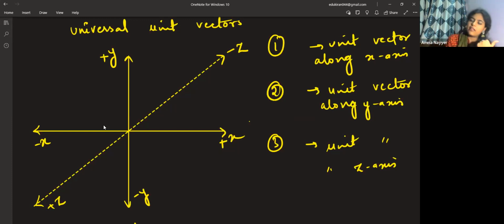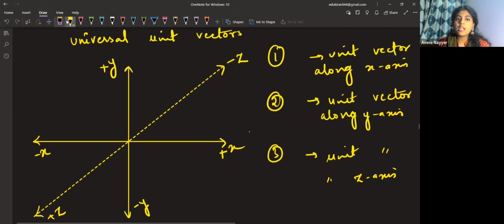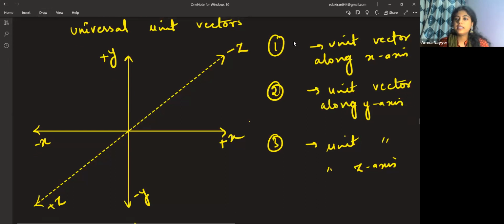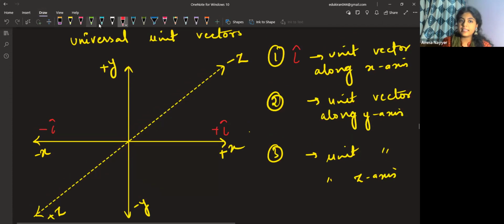X-axis, one will be negative x-axis. Y-axis, then you have negative y-axis. Z-axis, negative z-axis. All these are axes present. Majorly, you have x, y, z-axis, and they have positive and negative parts. Always remember, for your x-axis, the unit vector along x-axis is i-cap. So, plus i-cap for positive x-axis and minus i-cap for negative x-axis. Fine? This is i-cap. You will be witnessing it a lot.